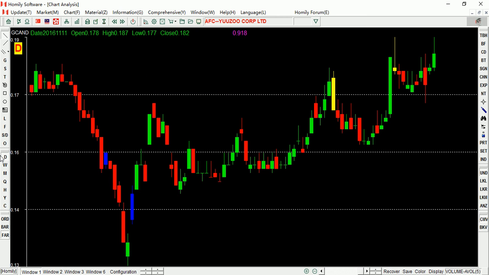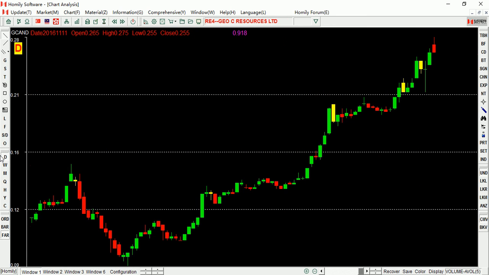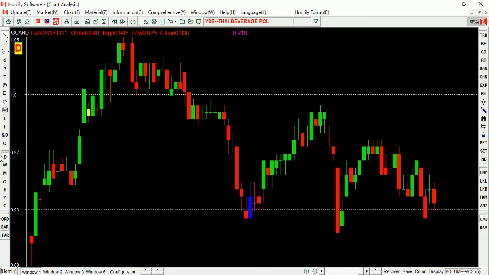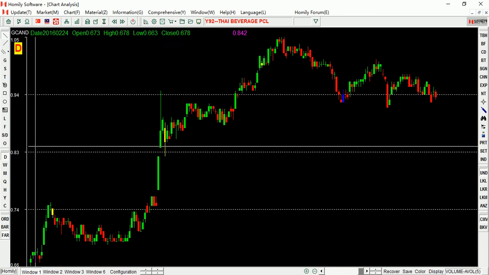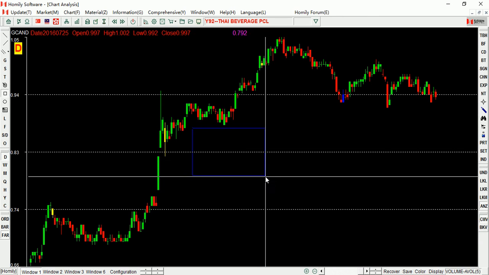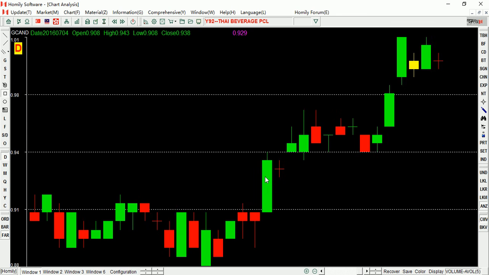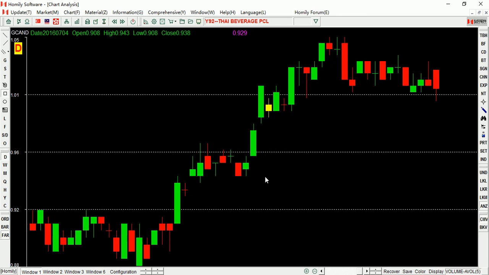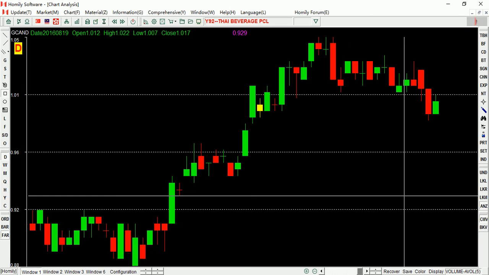So let's see the next one. We see some stocks. So let's see the time bridge, okay? We can see the yellow candlestick. Here is the yellow candlestick.